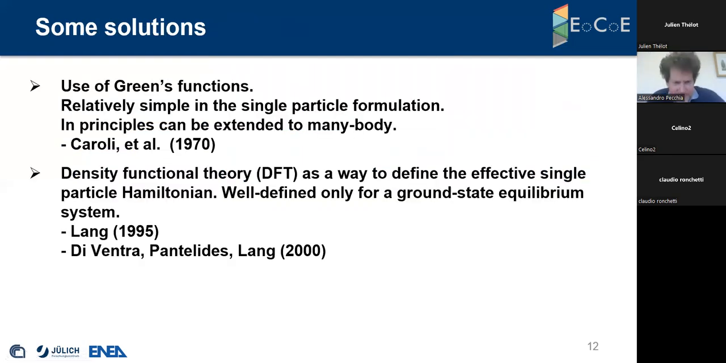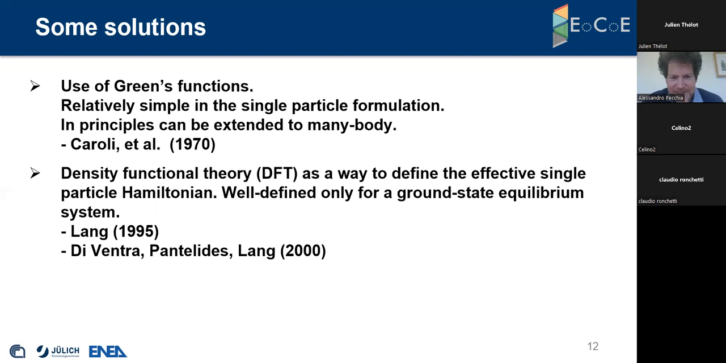There are different approaches for this. And to treat the quantum mechanical side of this problem, one approach is the Green's function approach. That is relatively simple for a single particle formulation, which is what we will work with today, but it can be extended systematically in a very elegant way to many body interactions. And this was already introduced by Caroli, but actually the Green's function was introduced a lot earlier in the solid state world.